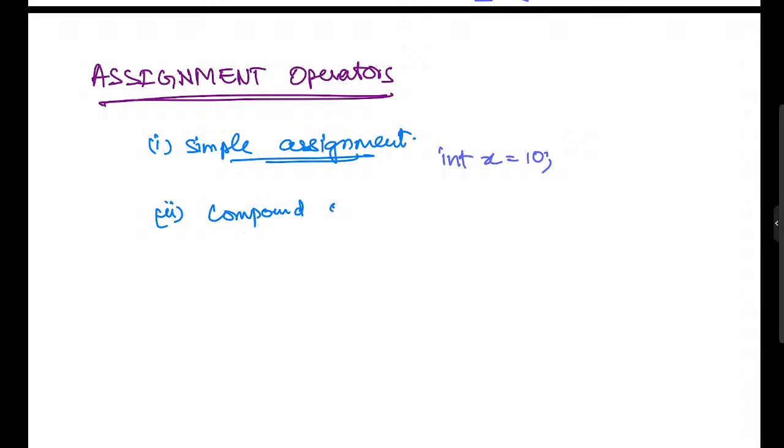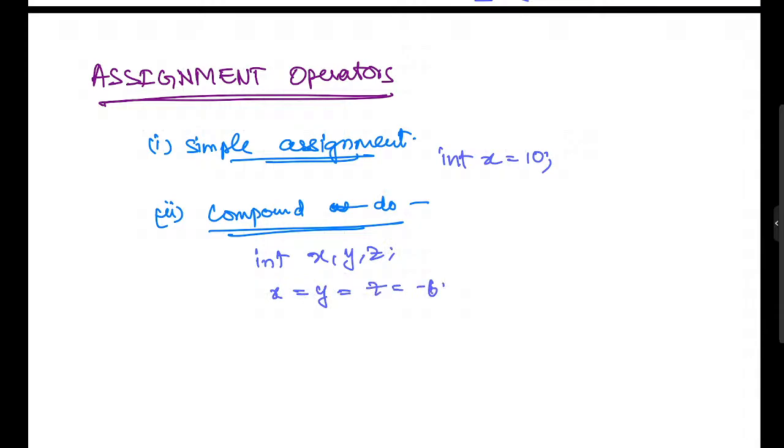So in Java, this is also valid. Something like int x, y, z. If you want to assign all of them a value, x equal to y equal to z equal to -6, you can do this. This is valid in Java.